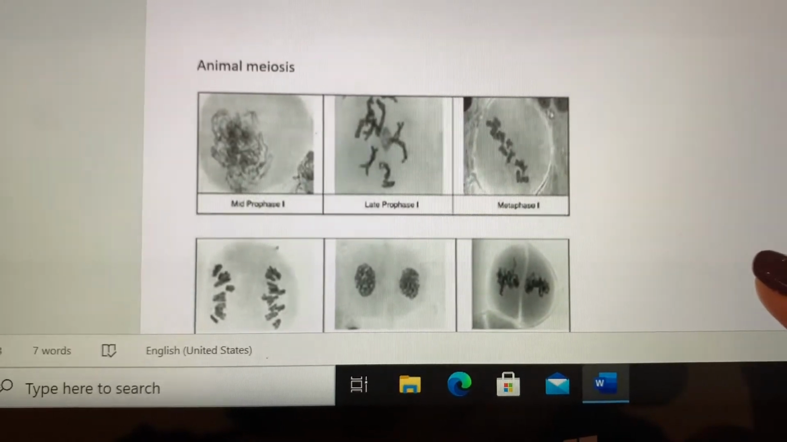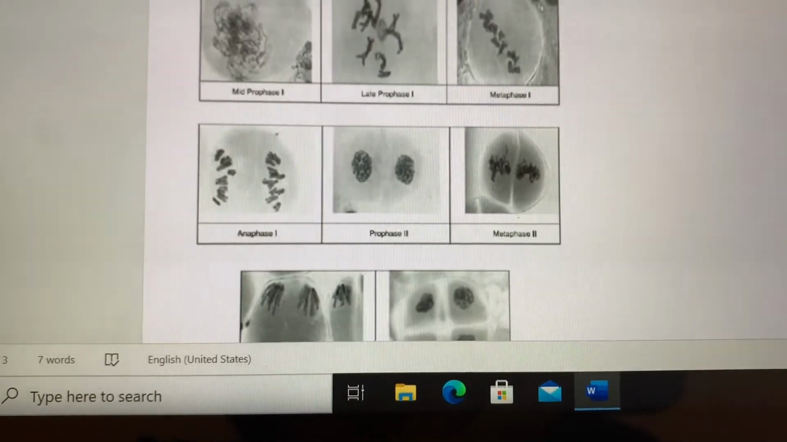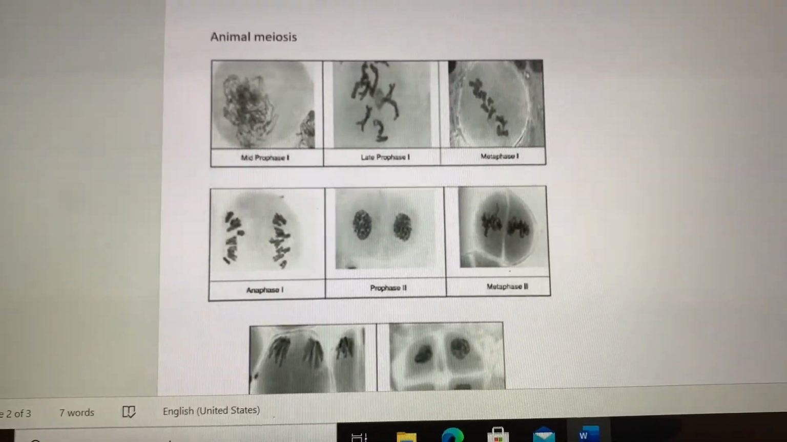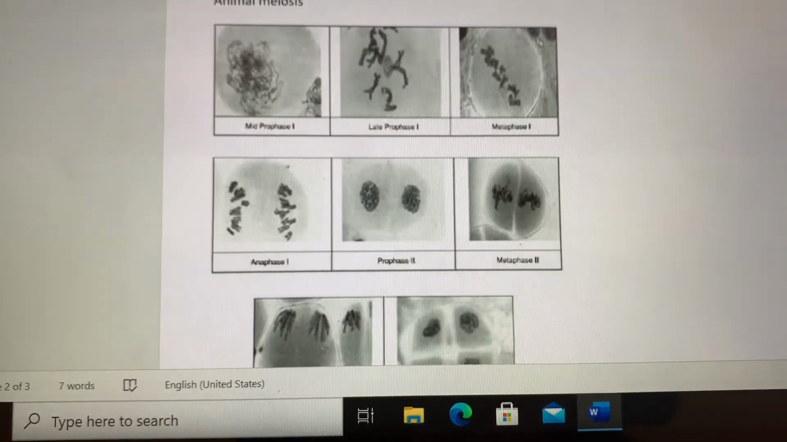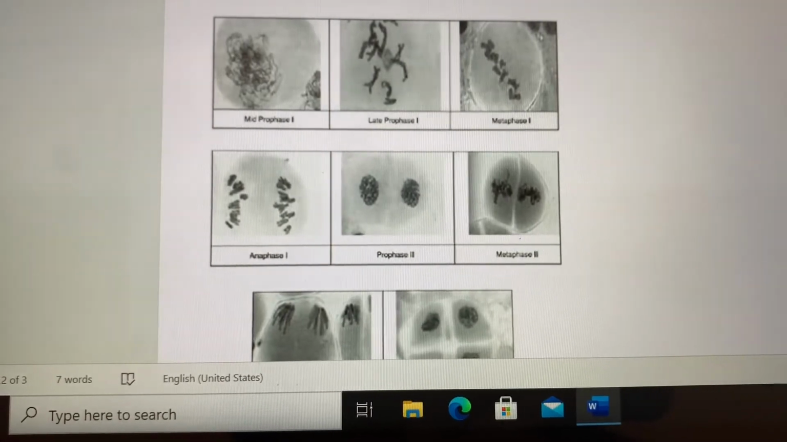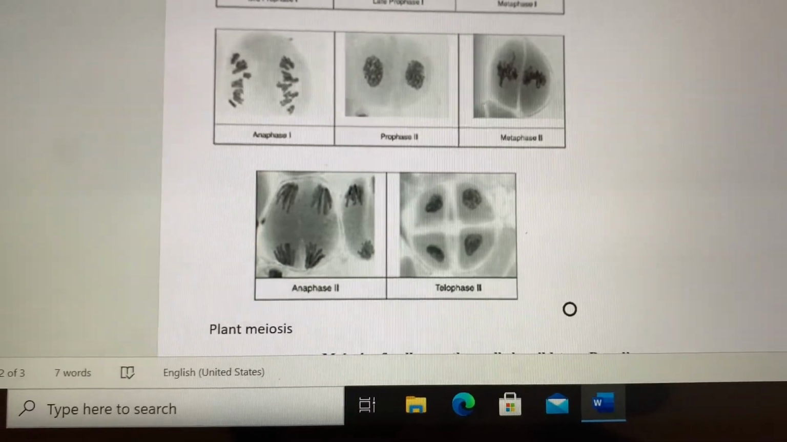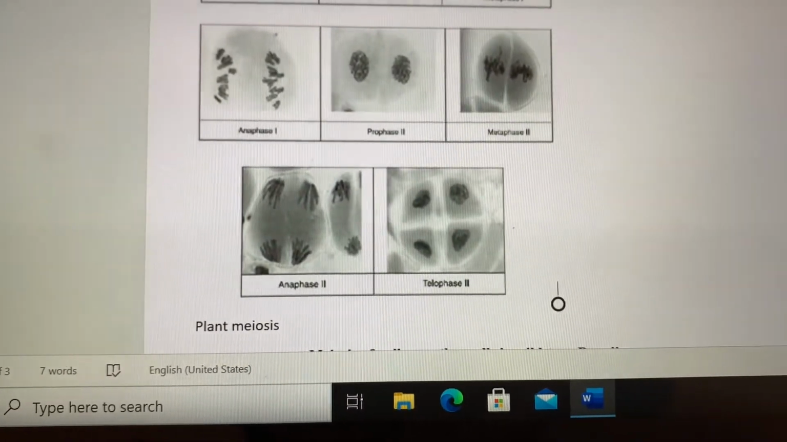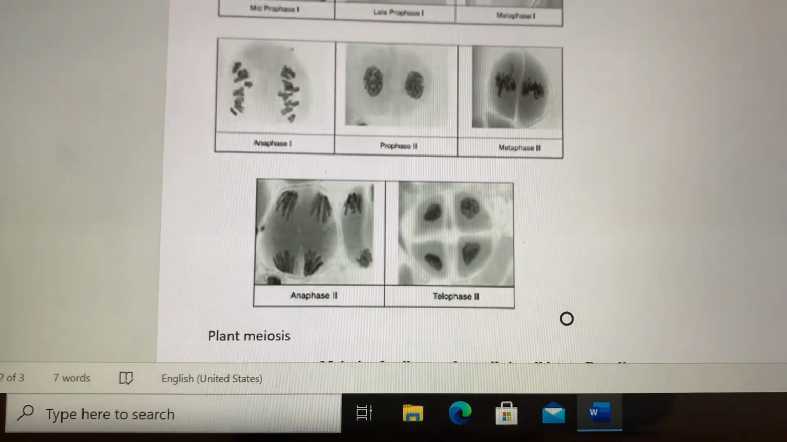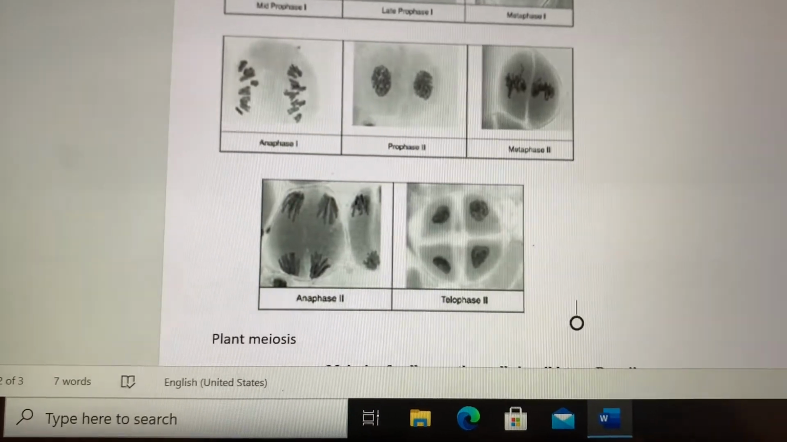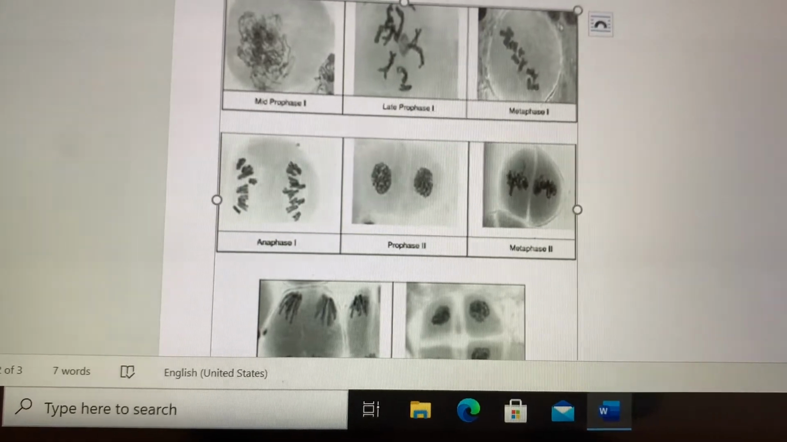This is what happens in animal meiosis, and your assignment is to draw the stages in animal cell: prophase 1, metaphase 1, anaphase 1, telophase 1, and then you go for prophase 2, metaphase 2, anaphase 2, and telophase 2. So when you check your assignment, you know what I'm speaking of. I actually mentioned only animal cell meiosis, and that's all.